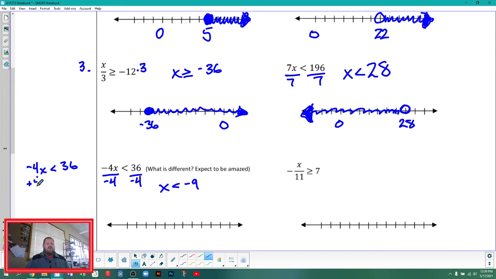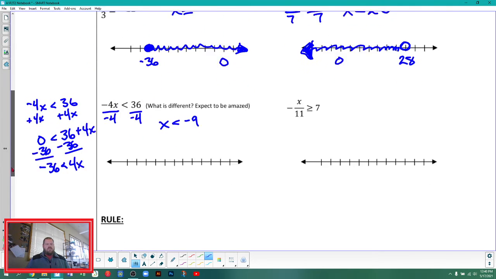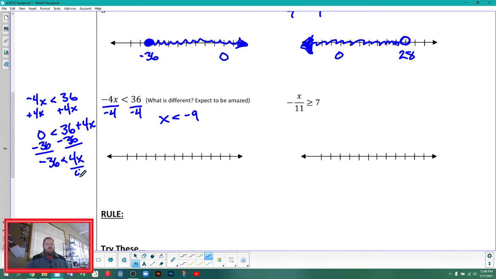I'm going to add 4x to both sides. So I get 0 is less than 36 plus 4x. And then I'm going to subtract 36 on both sides. If all is right, doing it this way, I should get the same answer. I get negative 36 is less than 4x, which if I divide by 4 on both sides, I should get negative 9 is less than x.